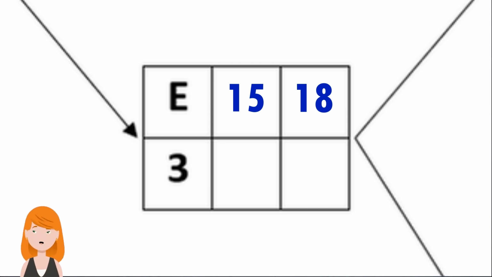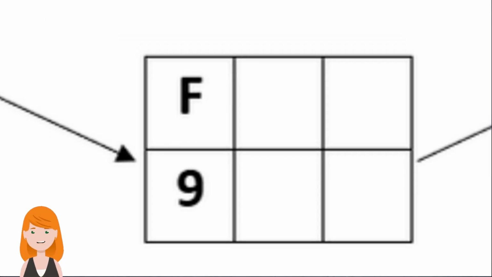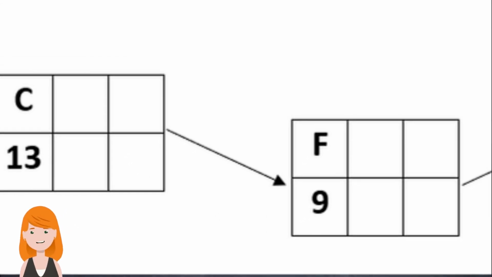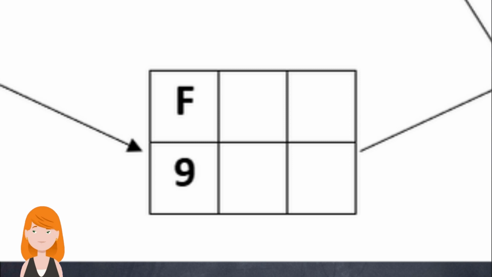Now, F needs C to be completed before it can start. Since the earliest finish time for C is 18, the earliest start time for F is 18. And with an activity time of 9 weeks, F will have an earliest finish time of 18 plus 9, which gives 27.